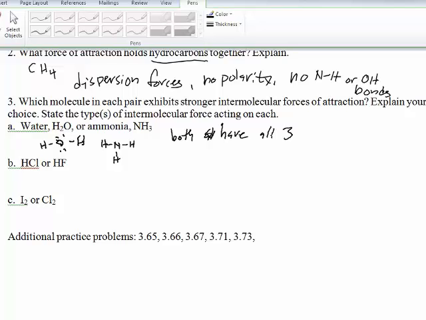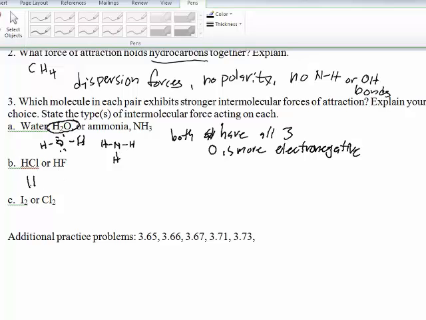So which one has the stronger intermolecular force? Well, if again we think about the differences, we have an N and we have an O. We know that the O is more electronegative. And so we'd expect the OH hydrogen bonding to be stronger than the NH hydrogen bonding, and the OH dipole moment to be stronger than the NH dipole moment. And so H2O should have the strongest intermolecular force of attraction.